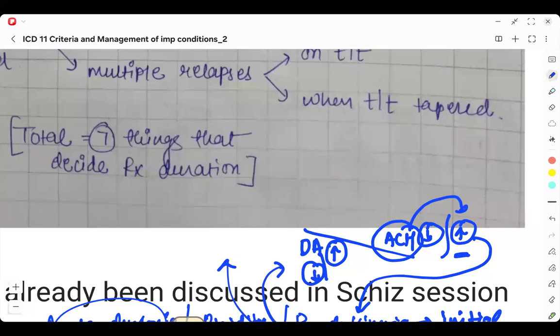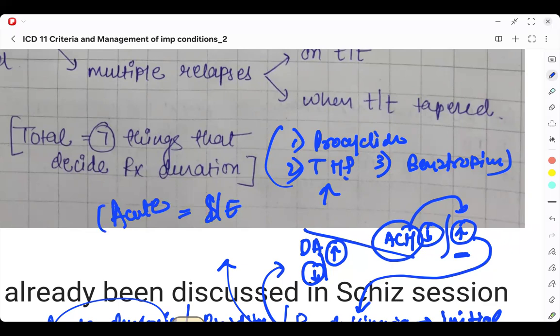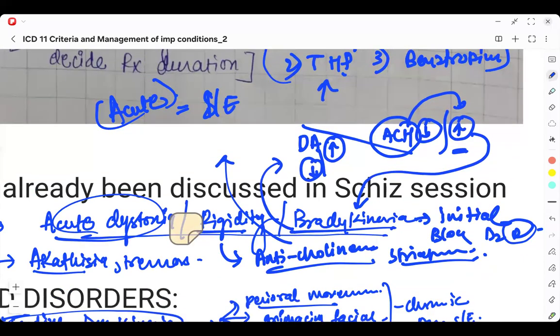So anticholinergics like procyclidine, as Dr. Sherry's mentioned. Then we have, let's say, trihexyphenidyl. We have benztropine as well. So all of these are anticholinergics that we usually give for the acute side effects. But with chronic side effects, we tend to change our way of treating the side effects.